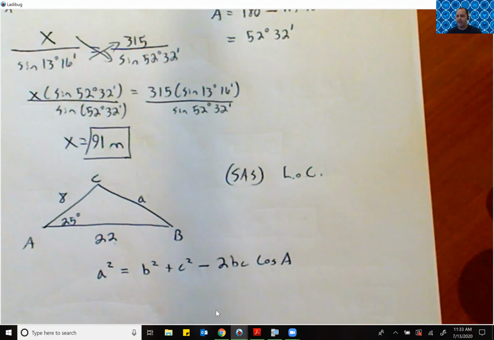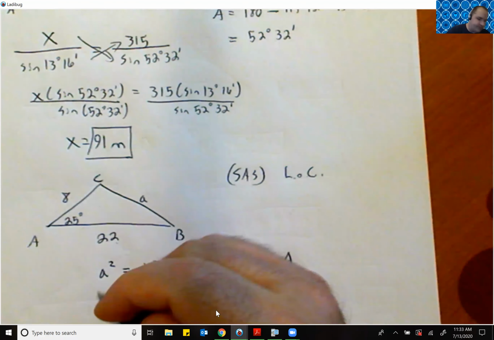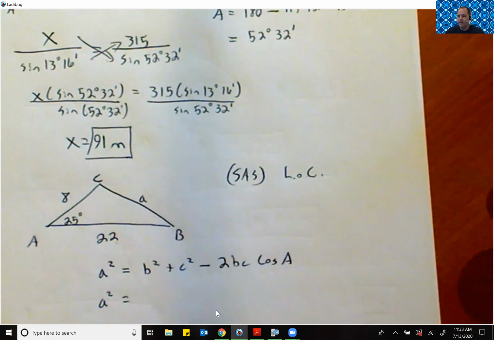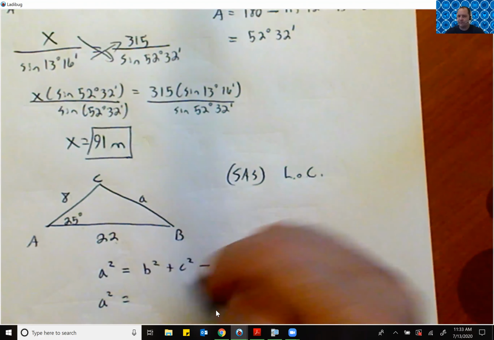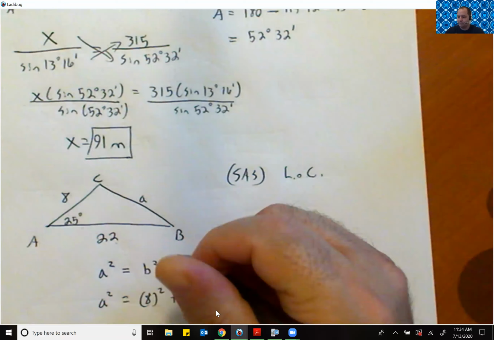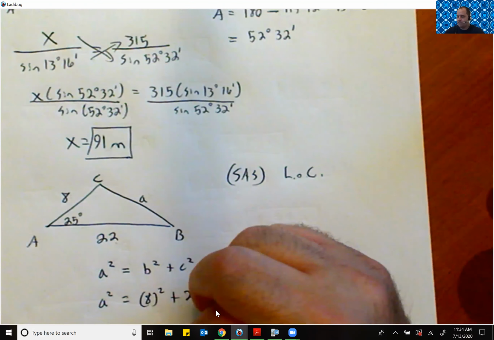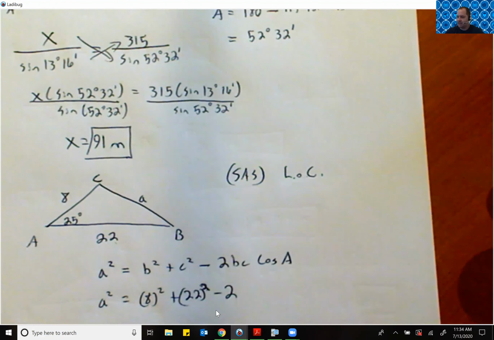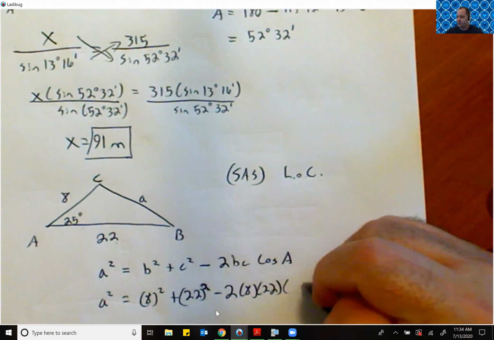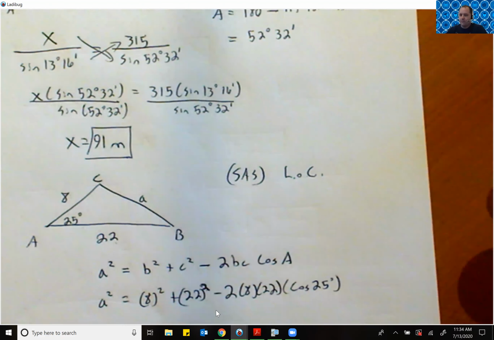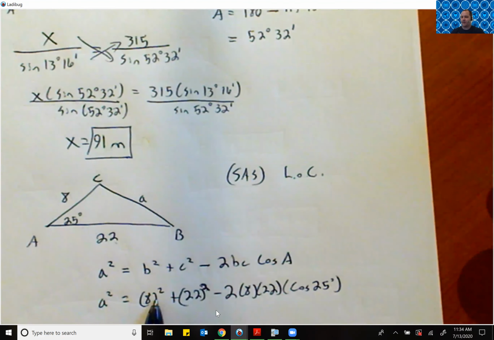All right, so let's just fill in. So A, little a, well, we don't know. So that's just going to stay A squared. B, well, that's the side across from the 8. So 8 squared. C, little c, is 22. Minus 2, times 8 times 22 times cosine of A is 25 degrees. All right, so this is just some math that we're going to let our calculator do, and in the end we're going to take that number and square root it.